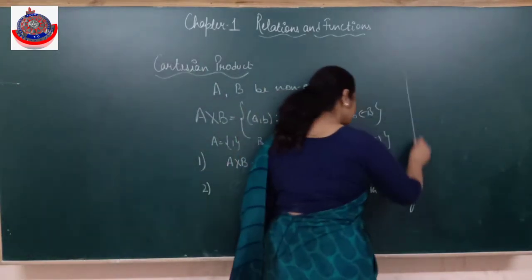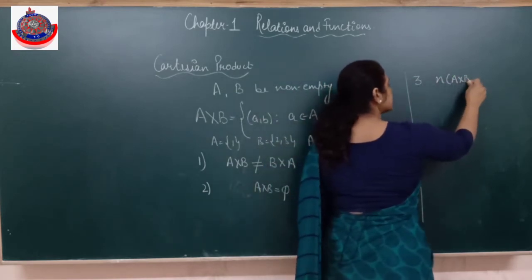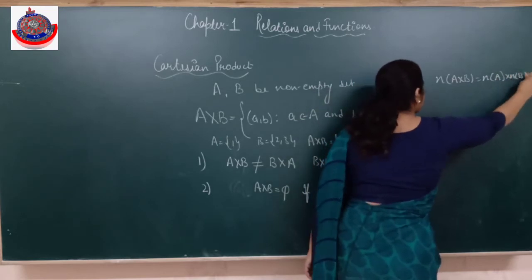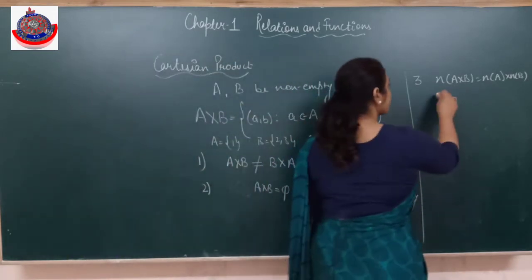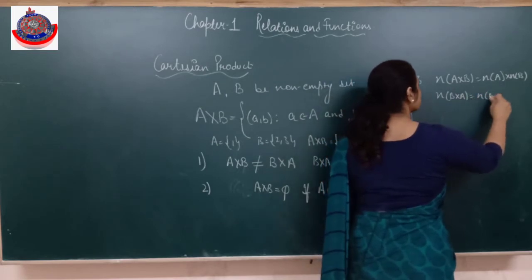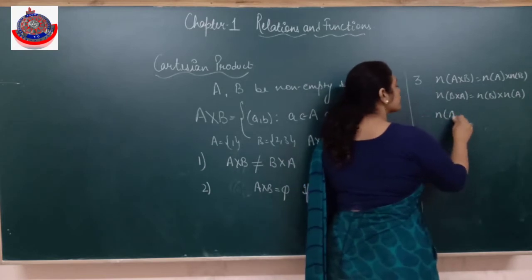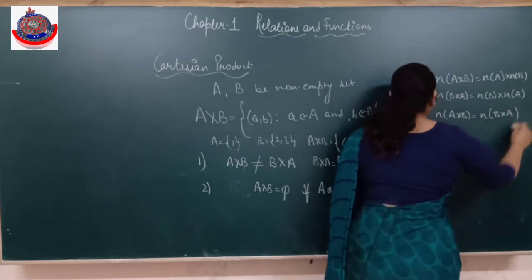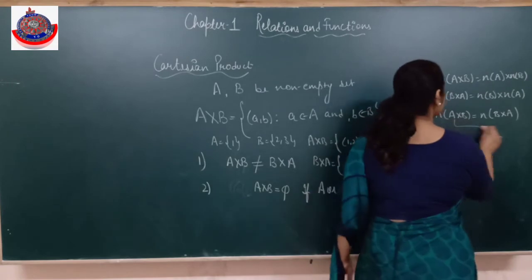Now the third point. The number of elements of A cross B is always equal to the number of elements of A into the number of elements of B. Is this clear? Similarly, the number of elements of B cross A will always be equal to the number of elements of B times the number of elements of A. So the number of elements of A cross B will always be equal to the number of elements of B cross A. It means both the sets are not equal, they are equivalent sets.